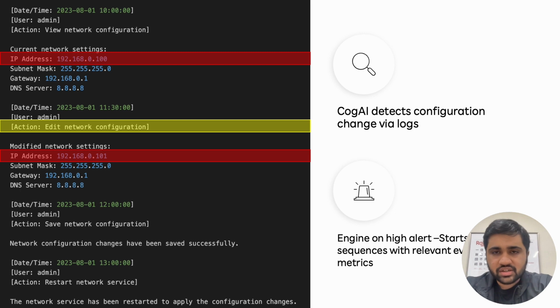When it's on high alert, it starts forming sequences, starts correlating events and metrics, and it stores these so that in the future they can be used. And if any requirement is needed instantly, suppose some service goes wrong, it can pinpoint to this configuration change and isolate that as the root cause of the issue.